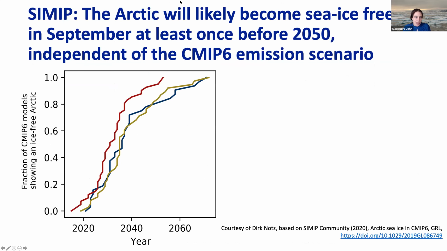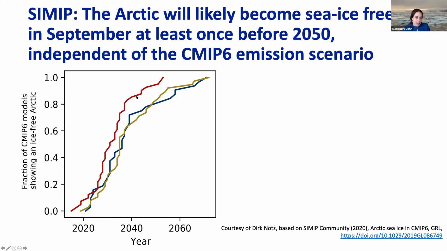And then looking into the future, one of the SeaIce MIP 2020 main results was that the timing of the first ice-free Arctic is actually not scenario dependent. This is showing a figure that Dirk made afterwards based on the results from the SIMIP paper, looking at the fraction of the CMIP6 models that show an ice-free Arctic over time.